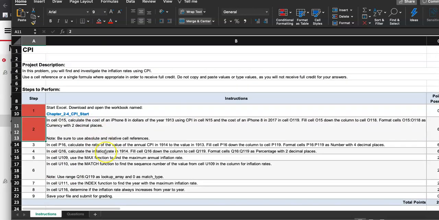Let's keep going. In cell P16, calculate the ratio of the value of annual CPI in 1914 to the value of 1913. Okay, so we're comparing CPI, the ratio. You know how to take ratio. We divide, right? So we're going to take 1914 CPI and divide it by 1913 CPI. And they just want you to copy this formula down all the way to P19, and make sure to format this as number with 4 decimal places. All right, let's do that.